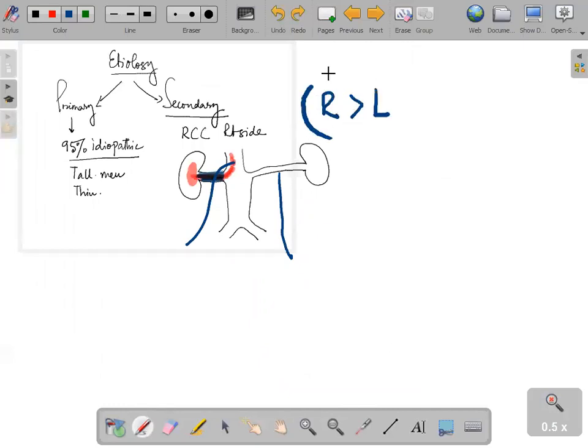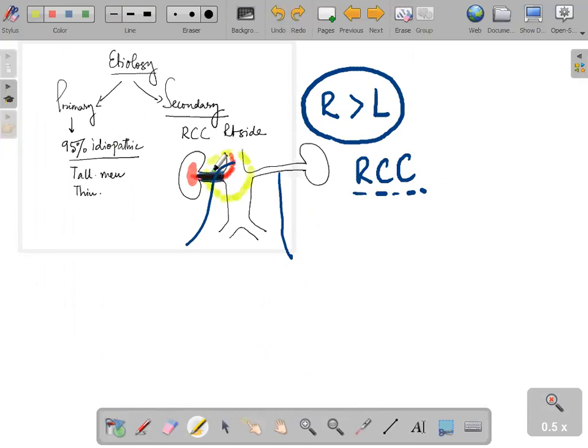But remember, when should you suspect a renal cell cancer in a secondary varicocele? Now, when I say renal cell cancer, that does not only mean a kidney cancer. Sometimes it has also been observed that retroperitoneal tumors, which can compress upon the drainage side of the renal vein, can also produce this.